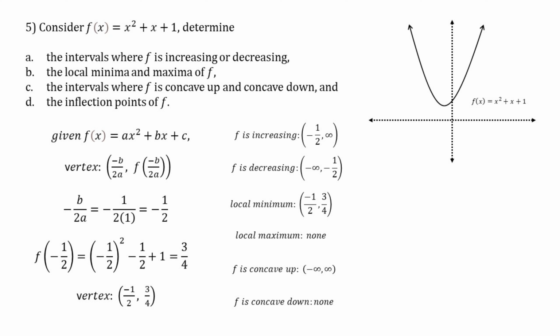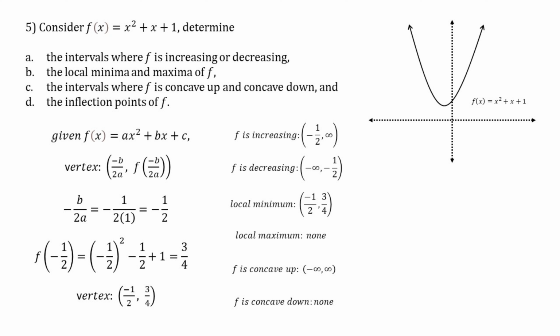Since the graph of the function is an upward parabola, the local minimum is the vertex itself, while there is no local maximum. This also implies that the function is concave up throughout the graph, and there is no interval where the function is concave down.